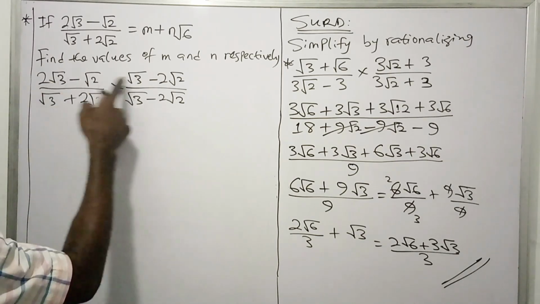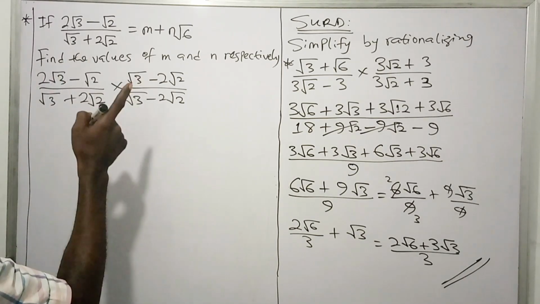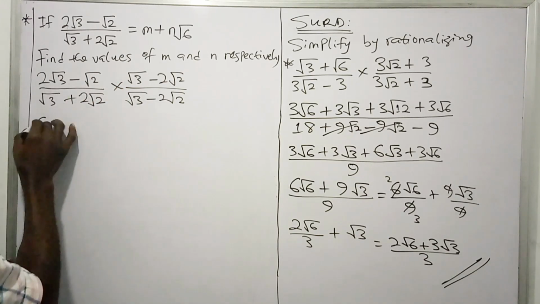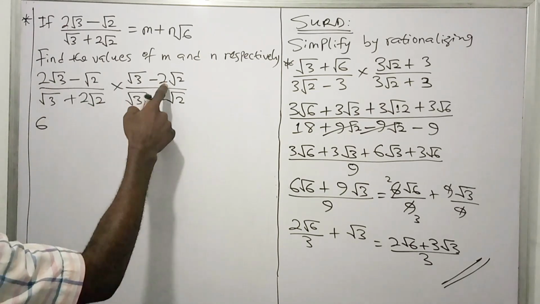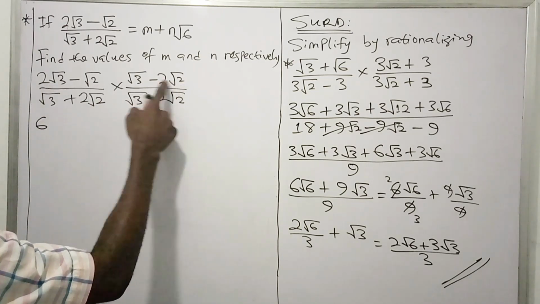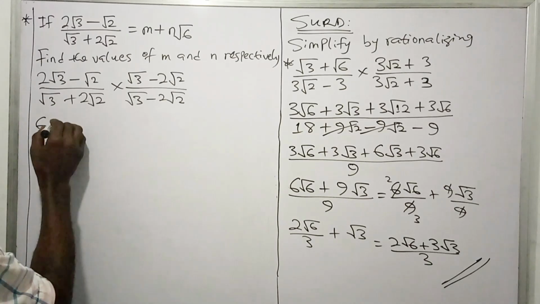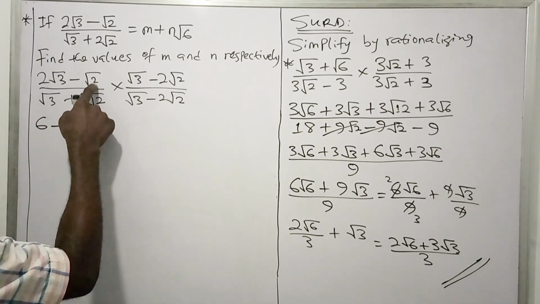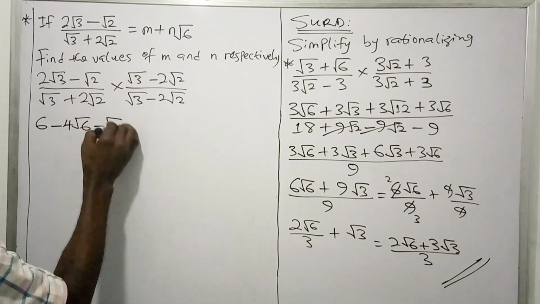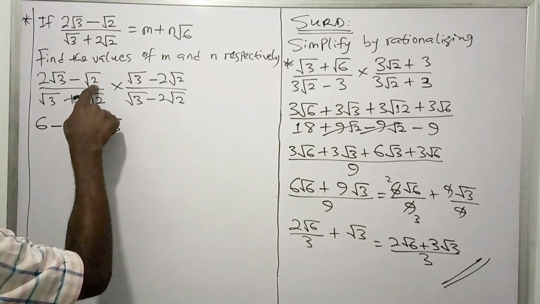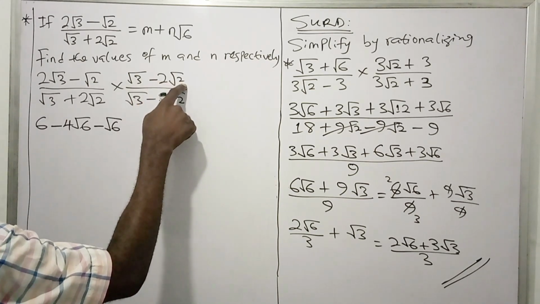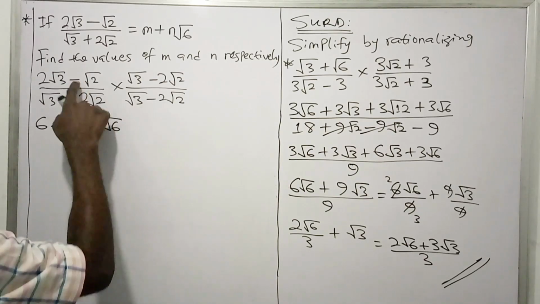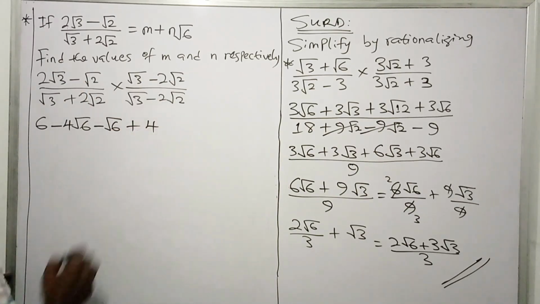2 root 3 times this should give us 2 root 9, and the square root of 9 is 3. So 3 times the 2 here will give us 6. Then 2 root 3 times minus 2 root 2, that should give us 4 root 6. Then here, root 2 times root 3 should give us negative root 6. Then root 2 times 2 root 2, that should give us 2 root 4, and square root of 4 is 2. So 2 times 2, that's 4. Negative, negative will give us positive 4.